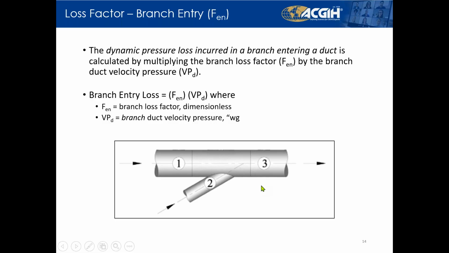Look at an example on a branch entry. The dynamic pressure loss incurred in a branch entering a duct is calculated by multiplying the branch entry loss factor, which we call F sub n, by the branch duct velocity pressure, VPD. So our branch entry loss is our entry loss factor for our branch entering the main times our duct velocity pressure.